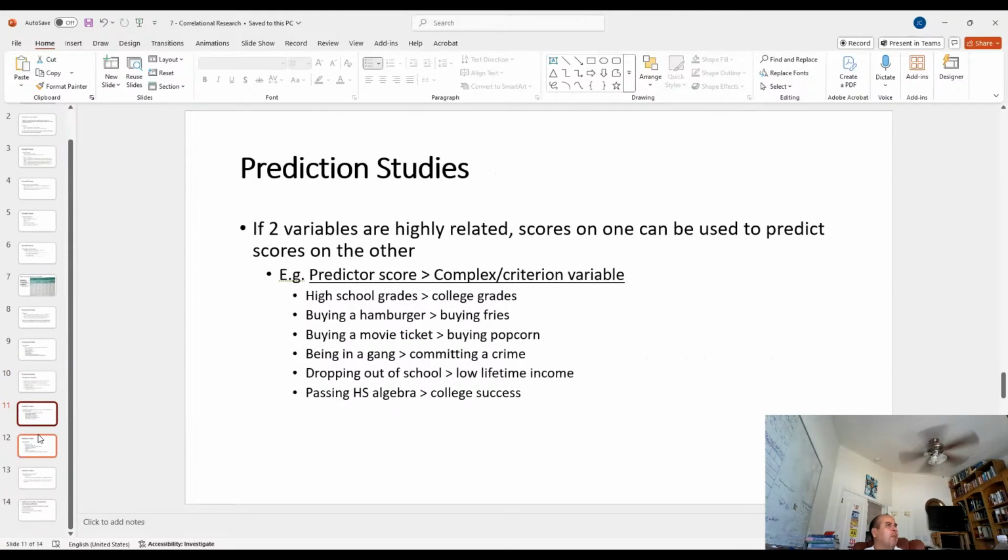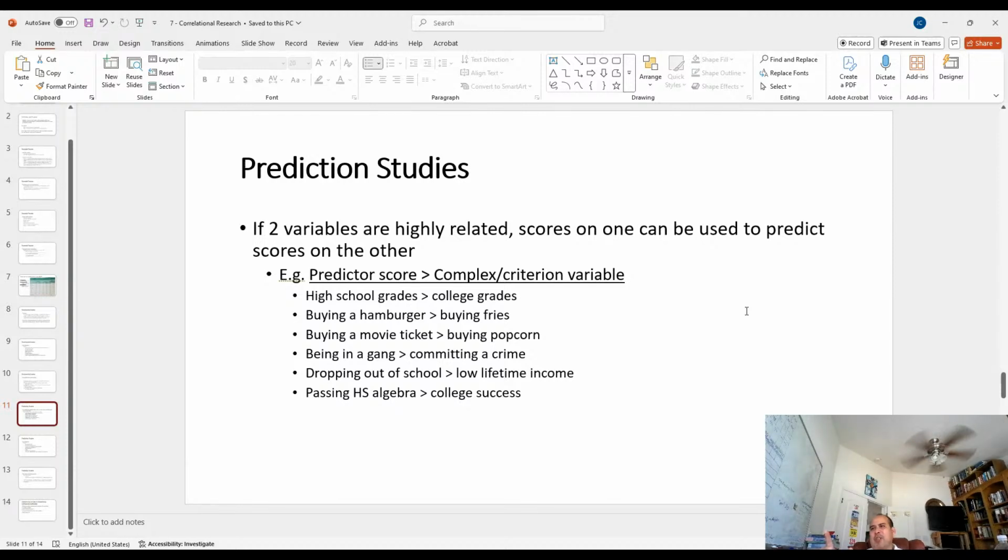Okay. All right. If two variables, then you have prediction studies. These are a different type of study. Okay. These help one of the variables predict the other, right? This is when two variables are very highly related. The score on one can predict the score on another. So here are just some examples, right? Generally, anybody who has high school grades is going to have good college grades.